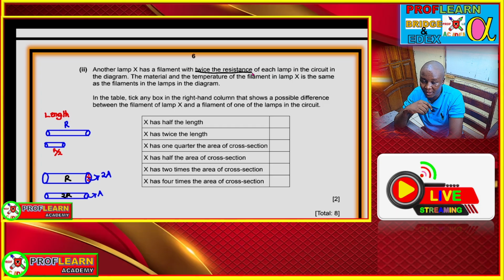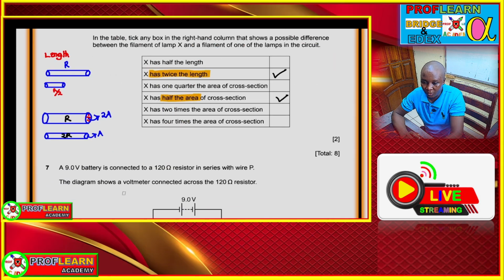Now in this question, we are told another lamp X has a filament with twice the resistance. So if it has twice the resistance, it means the cross-section area is a half and the length is double. So we are going to say it's twice the length and the cross-section area is half. So that's what you are supposed to do at that point. Then we can highlight that and move to number 7.